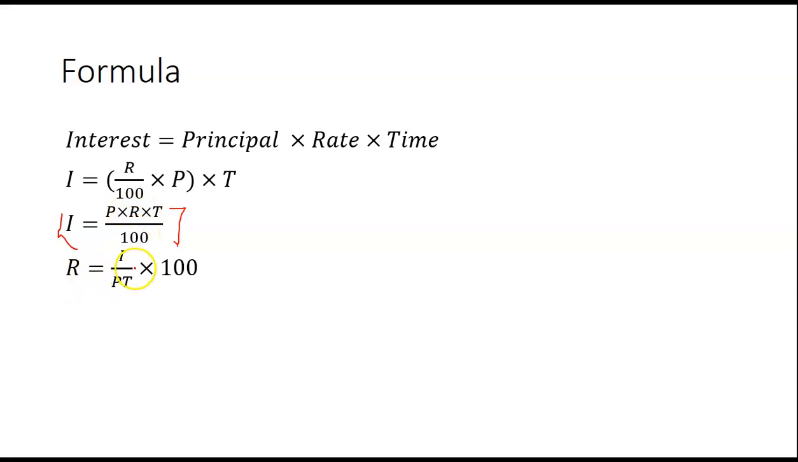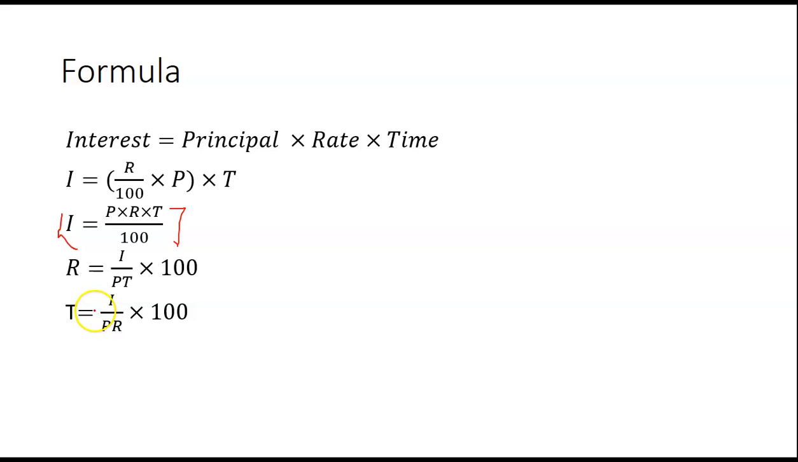If a question gives you principal, rate, and time, and asks you to find interest, you use this. But if a question gives you principal, time, and interest, and wants you to find the rate, then the formula for the rate is I over PT times 100. We just get this from making R the subject. When we make R the subject, we will get this. Okay, so you should know substitution and change of subject properly.